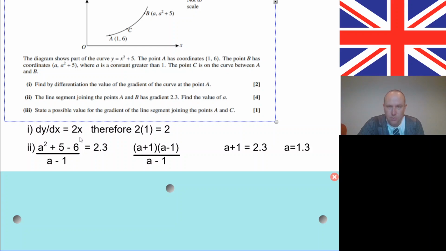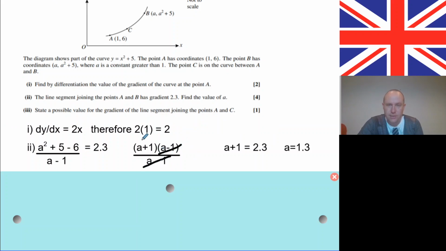Now, I did a couple of steps at once here. First of all, I set it equal to 2.3. This is my equation of the slope, and it says that the slope, or the gradient, is 2.3. So 5 take away 6 is minus 1. So a squared minus 1, I notice factors, because it's difference of squares. So a plus 1, a minus 1. The bottom also has a minus 1. So what I notice here is these two terms actually cancel, and I just get left with a plus 1. Find the value of a, so remember this equals 2.3, and then if I subtract 1 from both sides, then I can find out that a is supposed to be 1.3.